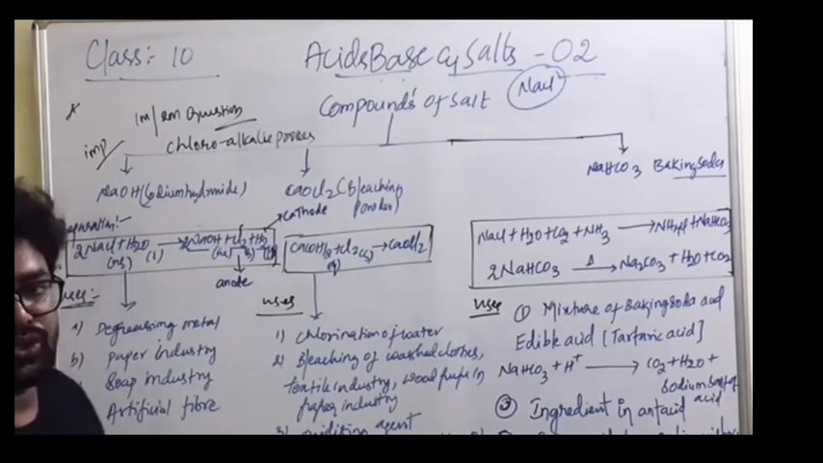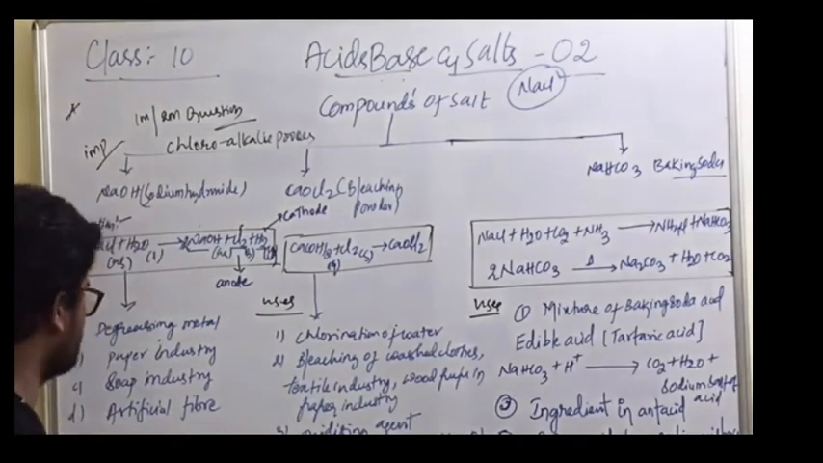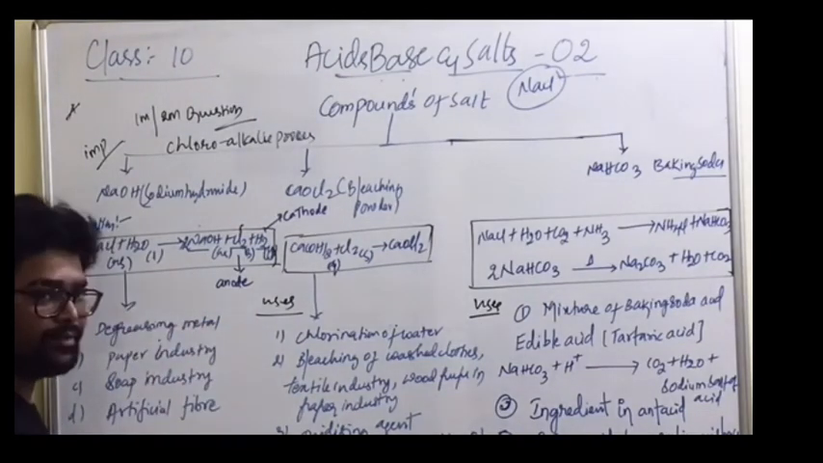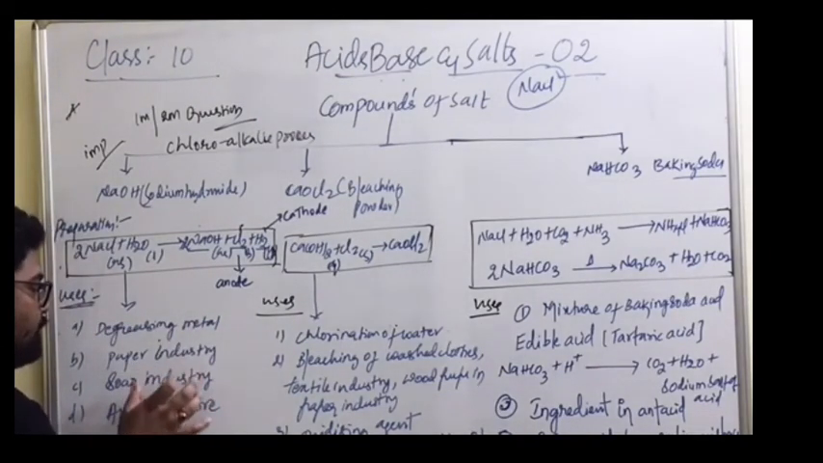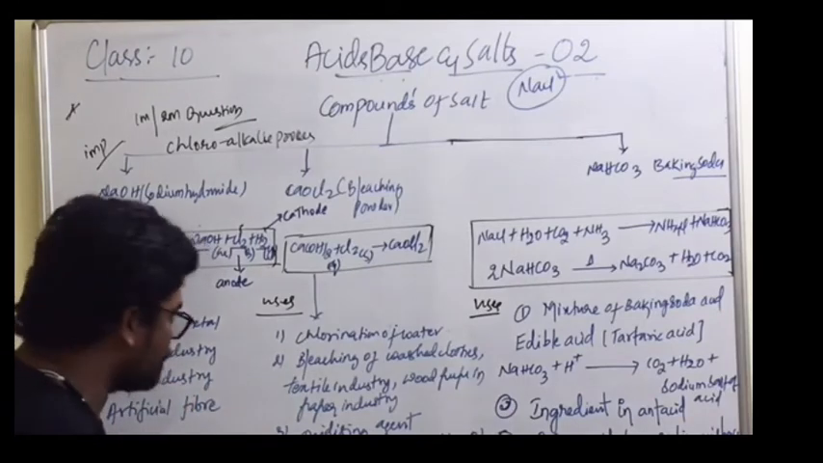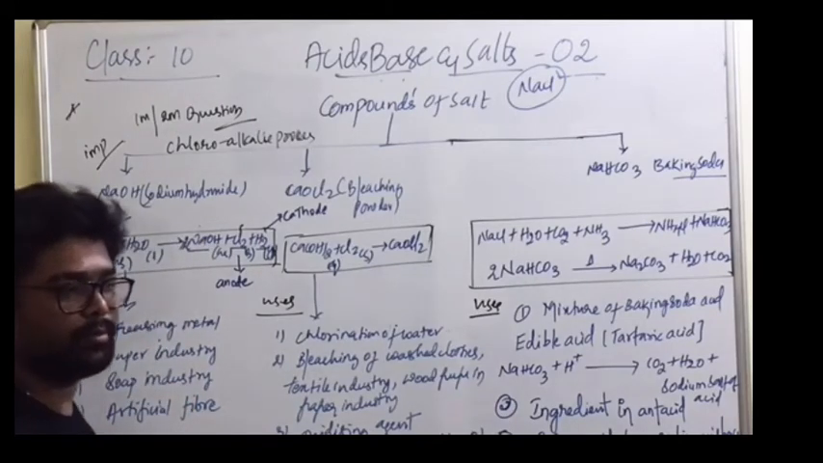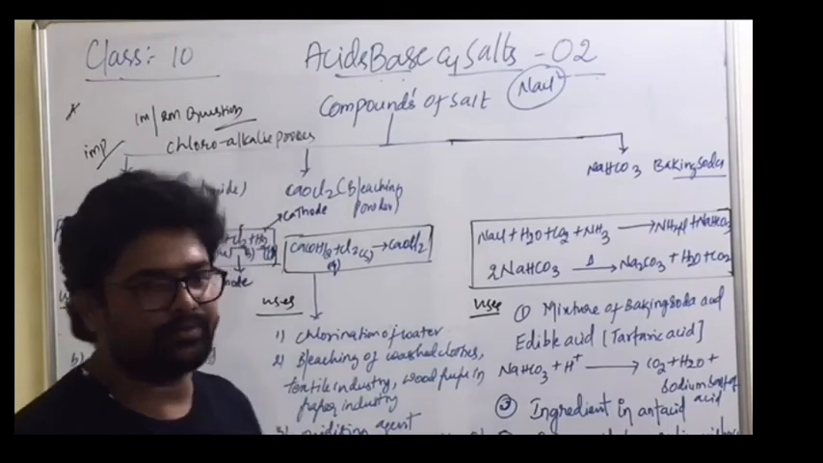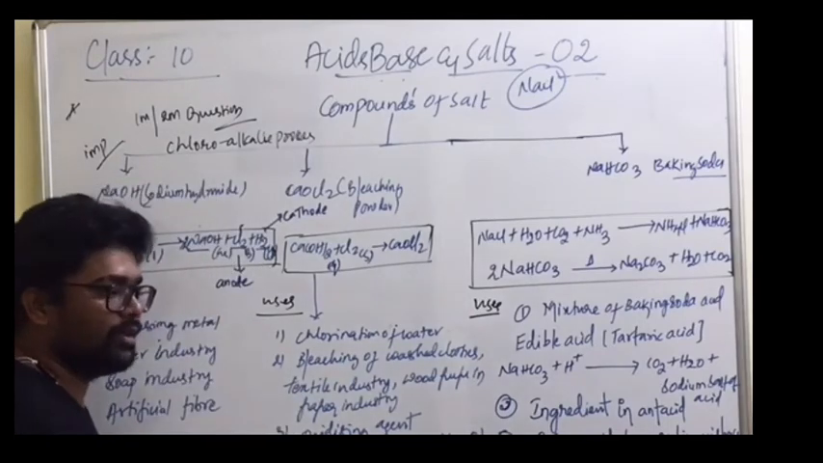The sodium hydroxide so prepared has the following uses. It is used for degreasing metal, it is used in the paper industry, it is used in soap and detergent industries, and it is used in making artificial fiber like rayon. So these are the uses of sodium hydroxide.